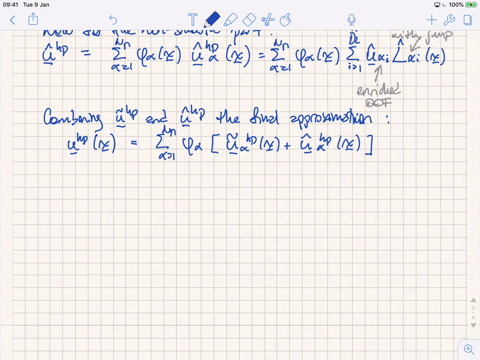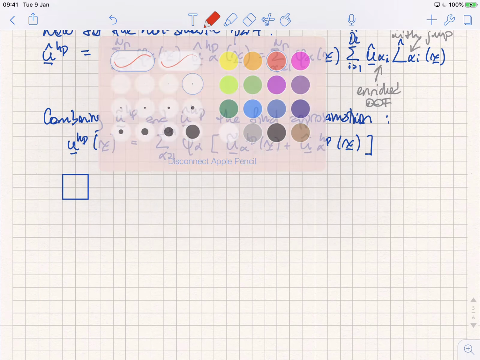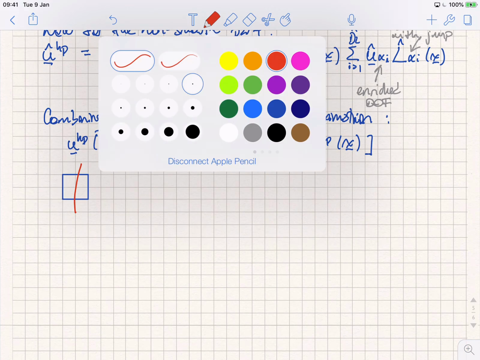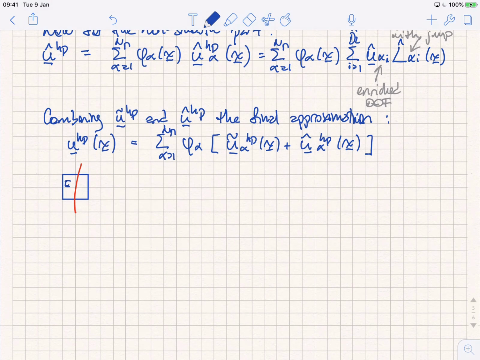Let's take a look at how this works for a single element. So say you have one element, a quadrangular element, and then your discontinuity goes through, and of course you have different material properties at each side.